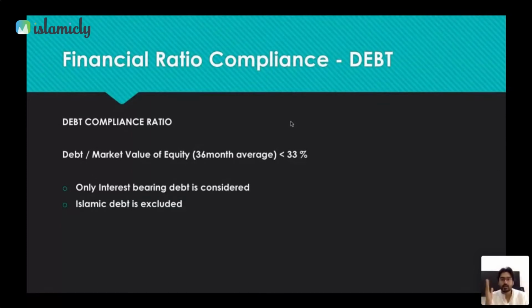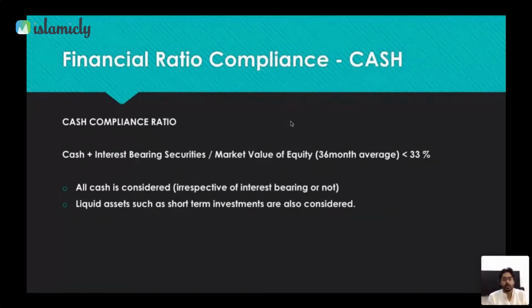They allow a third of a company's market capitalization to be derived from the debt it has taken, which is interest bearing. If it is non-interest bearing, it is not considered in the ratio. Definitely, Islamic debt is also removed from the ratio. Let's move on. Then there is the cash compliance ratio.